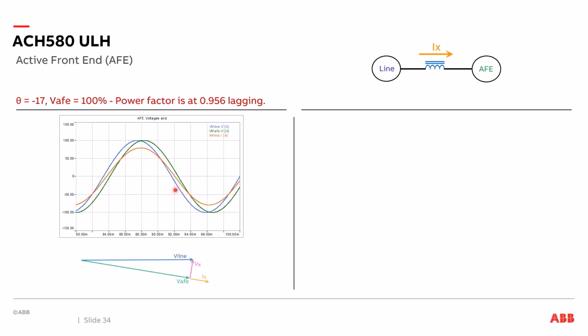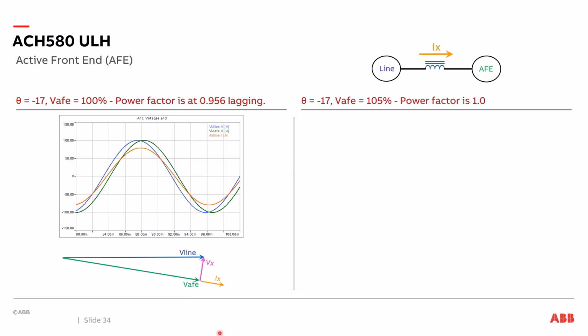So how does this look in phasors? We're going to connect the phasors together at a common point, and you see the voltage of the line has not changed, and it's in the horizontal plane. And at a 17-degree angle, negative 17 degrees, the voltage of the active front end is creating a triangle. The difference is Vx. Vx is from the voltage of the active front end to the voltage of the line phasor. At a 90-degree angle from Vx is Ix. If you look at this, Ix is continuing on with the voltage of the active front end in the same phase direction, not the voltage of the line phasor. This is a 0.956 lagging scenario.